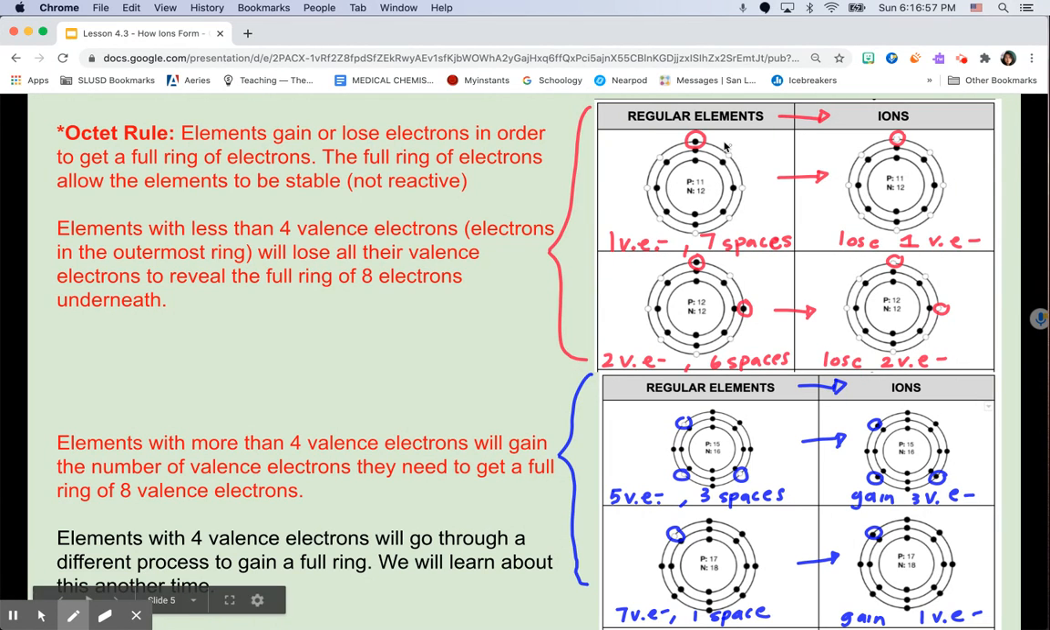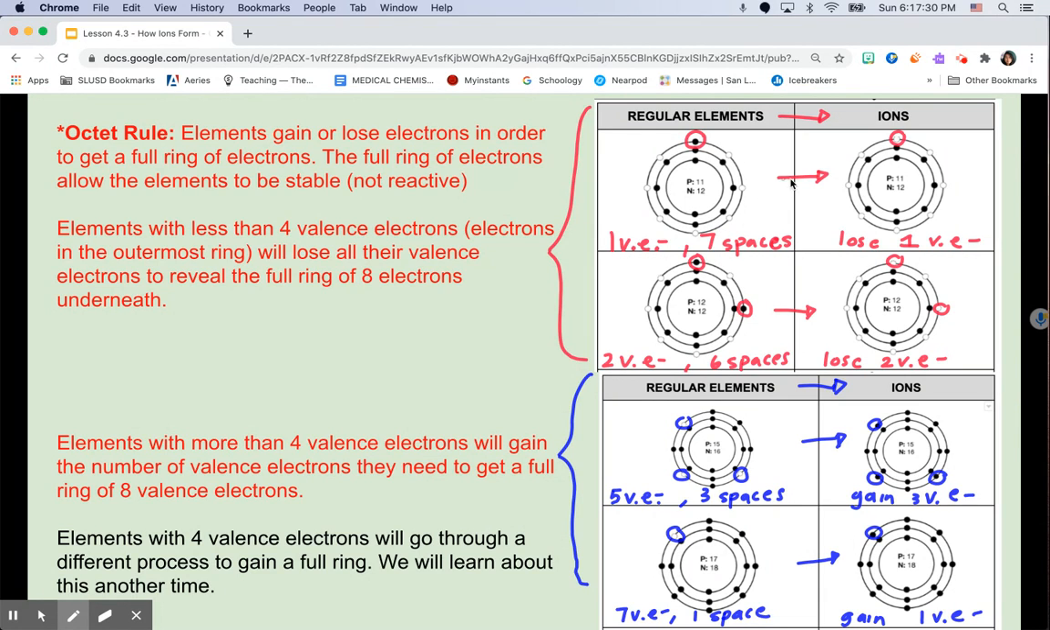So notice in this first example up here, this element has one valence electron shown in the black circle on the outermost ring. Remember, valence electrons are the electrons in the outermost ring, and I only have one. These white circles are all the spaces where these electrons can fit, right? So I have one valence electron and 7 spaces where I can fit.